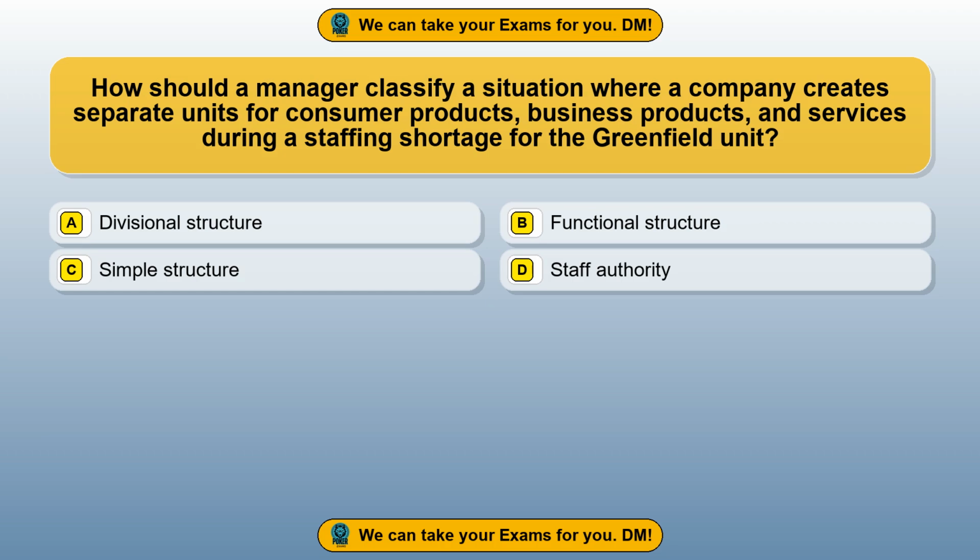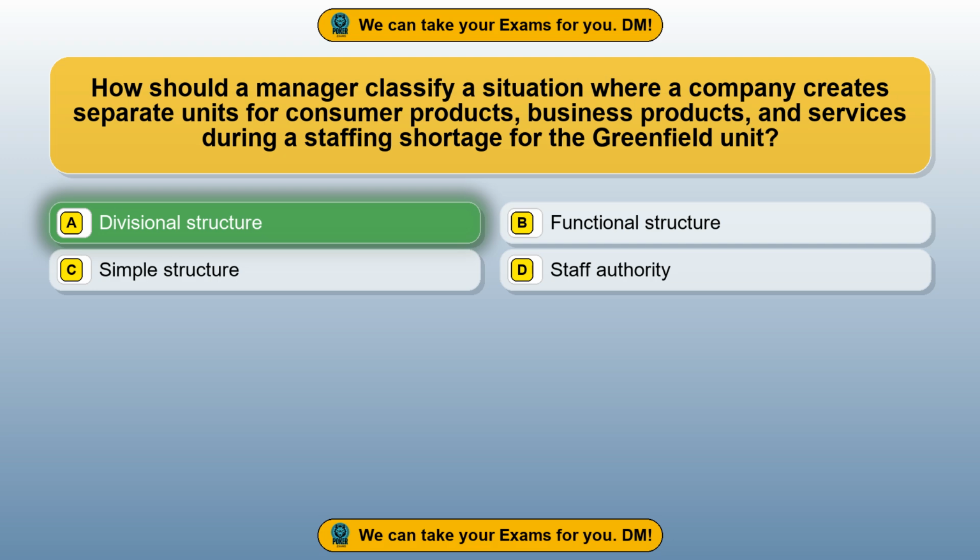How should a manager classify a situation where a company creates separate units for consumer products, business products, and services during a staffing shortage for the Greenfield unit? Option A, divisional structure. Option B, functional structure. Option C, simple structure. Option D, staff authority. The correct answer is option A, divisional structure.